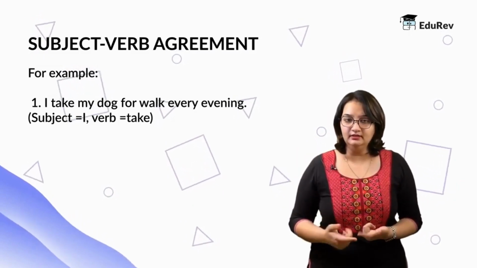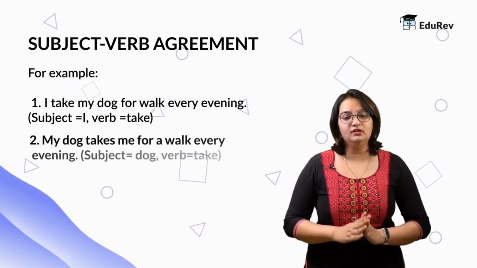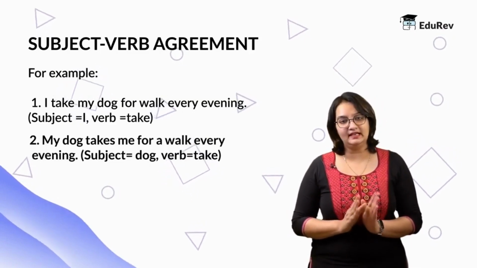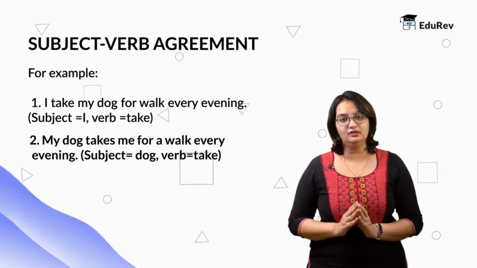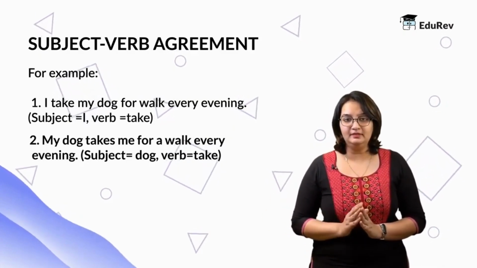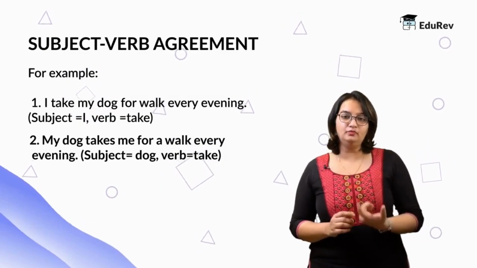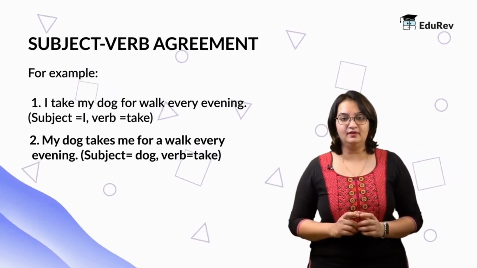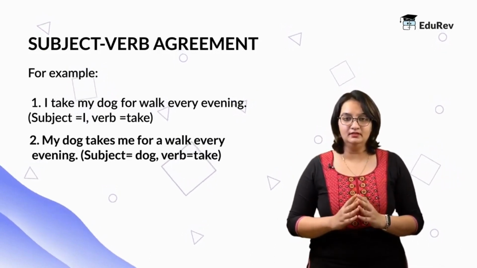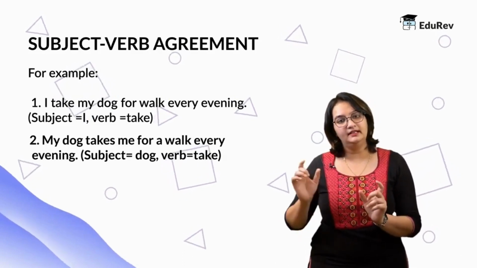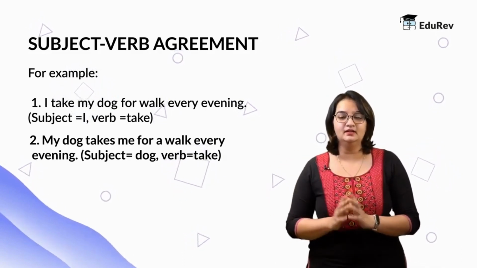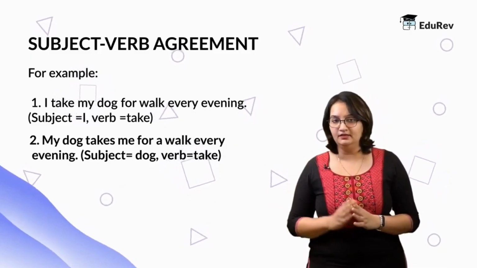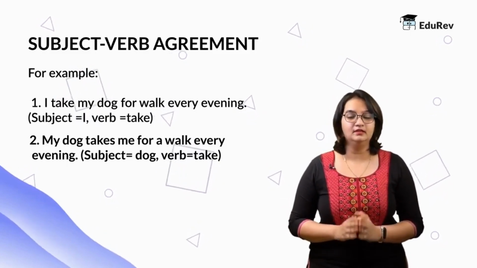Okay, to make it more clear, let's flip this example. My dog takes me for a walk every evening. Now here, the dog, which is the second person, is taking you for a walk every evening. Here, what is happening is that the subject has changed and automatically it is reflected in the verb, which is takes. So the dog takes while I take. The dog here is a third person and it is taking you, but we are using takes. And therefore, in this way, we see that there's a reflection of the nature of the subject in the verb. This is called subject-verb agreement.